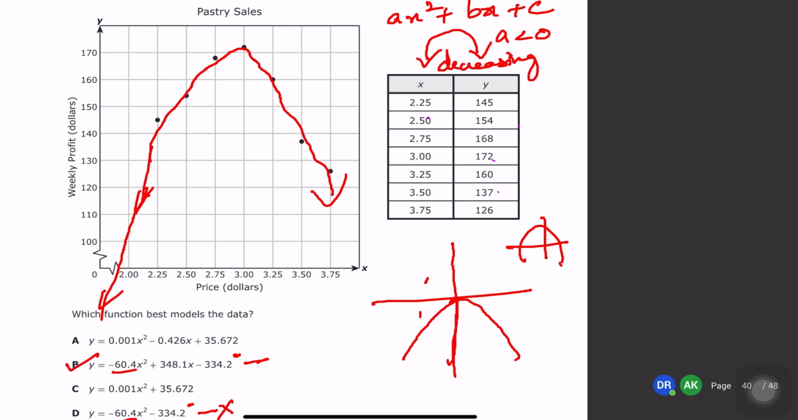Now to check whether B is the correct quadratic function or not, we have to check for the values given here. You substitute one of the values. You take 3 and 172. In the place of x you put 3, x is equal to 3, and you have to get somewhere close to y is equal to 172. It won't be the exact value because this is a scatter plot, so you'll get approximately that value. So therefore you can tell that B is the option we are looking for in this answer.